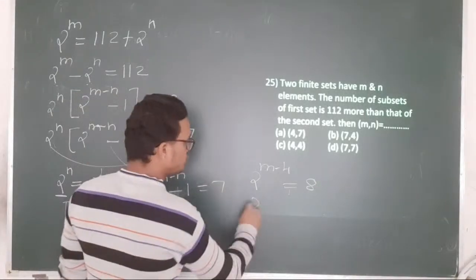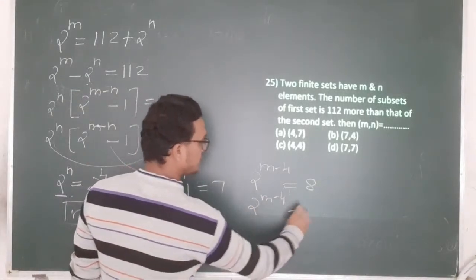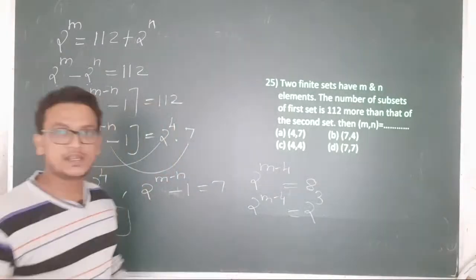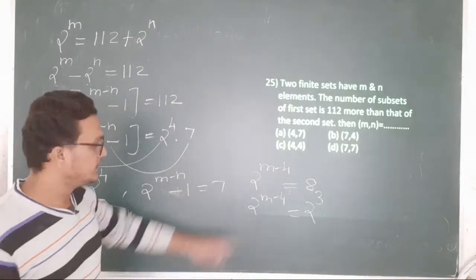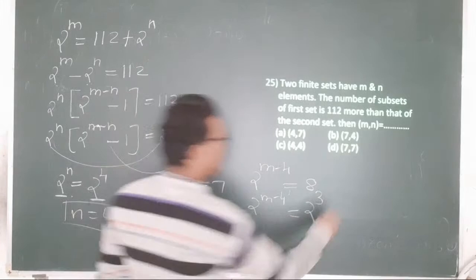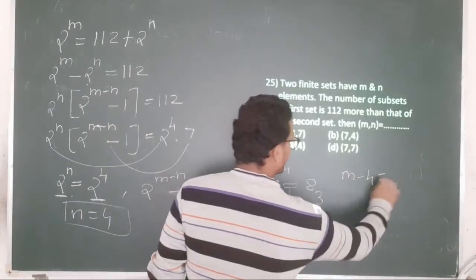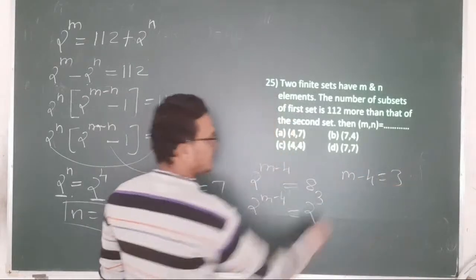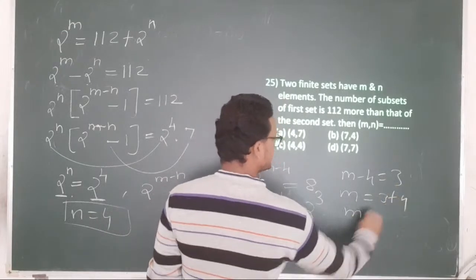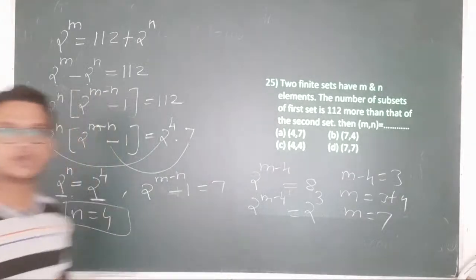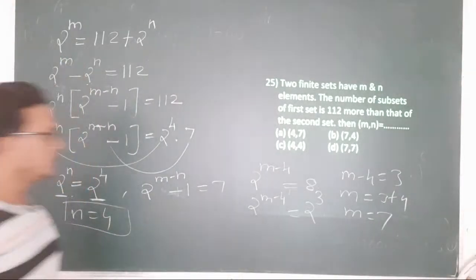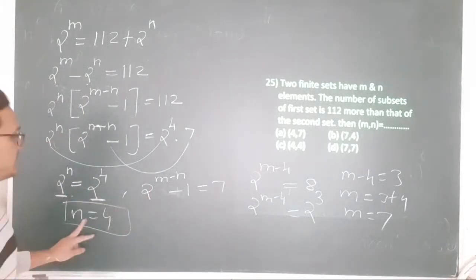So this is 2 to the power m minus 4 is equals to 8, which can be written as 2 cube. Now see, again bases are same, equate their powers. So m minus 4 is equals to 3, or m is equals to 3 plus 4, m is equals to 7. So m value is 7, n value is 4.